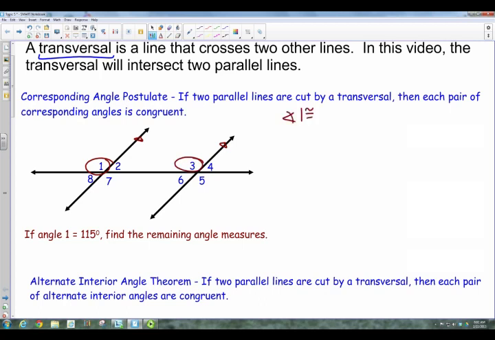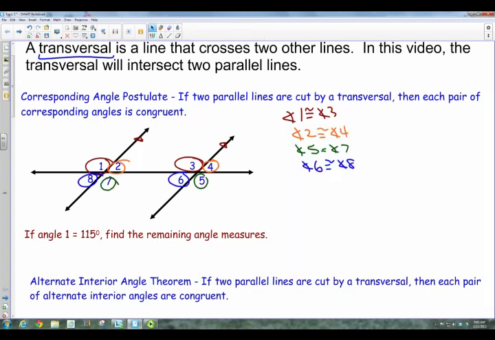So you'd say angle 1 is congruent to angle 3. Then you have angle 2, and that's in the exact same spot as angle 4, so angle 2 would be congruent to angle 4. You can go through this pattern. You've got 5 and 7, so angle 5 is congruent to angle 7. And finally, 6 and 8 are in the same spot, so angle 6 is congruent to angle 8. So you've got four sets of angles that are congruent based on these corresponding angles in these two pairs. It's just the exact same angles in those exact same spots.